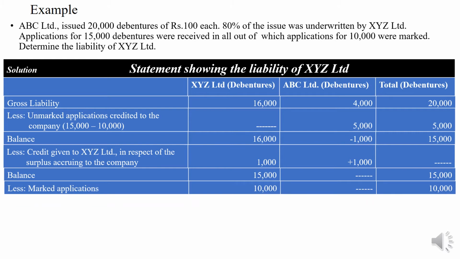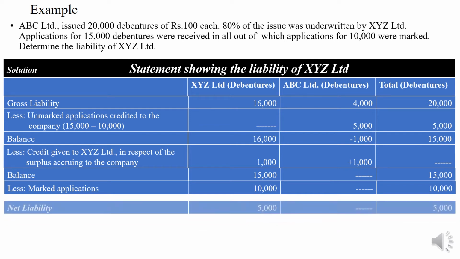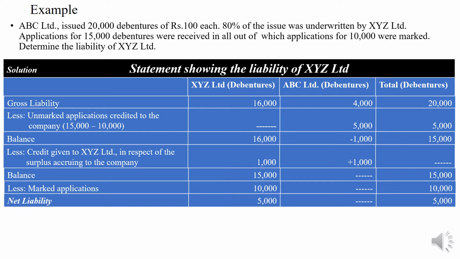Now from that we have to deduct the marked applications. The marked application portion here is 10,000, so that should be deducted from the balance of the underwriter, so that we get a net liability of 5,000, and the total is 5,000. So I think it's very simple to understand.